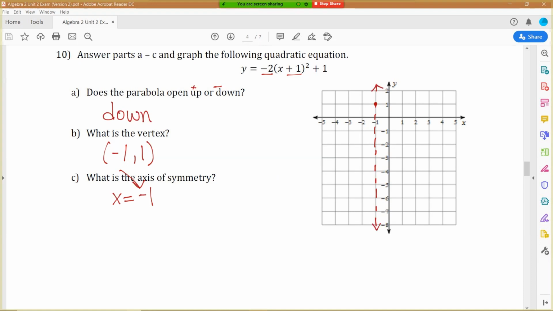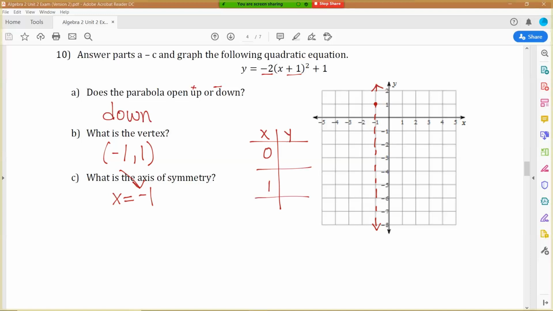Notice my instructions say answer parts A through C and graph. Some people try to just answer parts A through C and don't graph. So to figure out the rest of my graph, remember my graph should have 5 points on it if at all possible. I'm going to make an XY chart or a table. And I'm going to pick two x values either to the left or to the right of -1. So I would use 0 and +1.